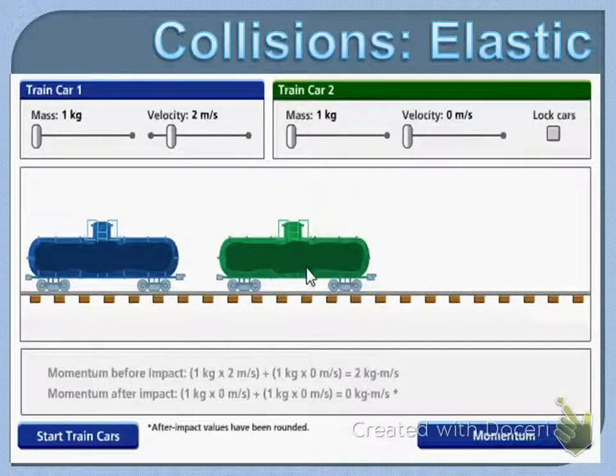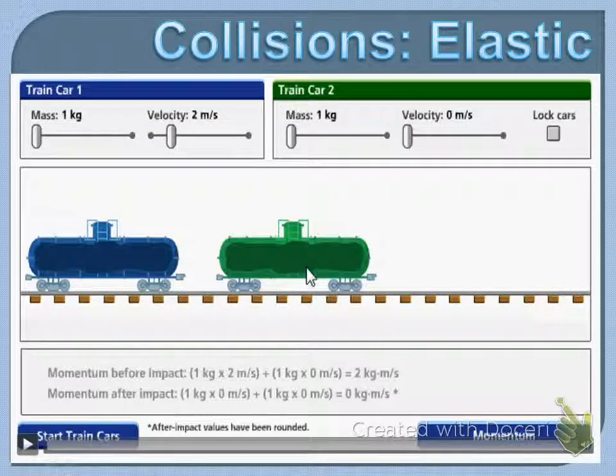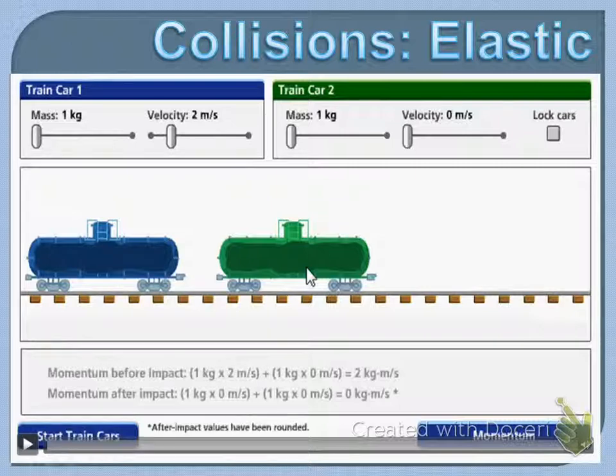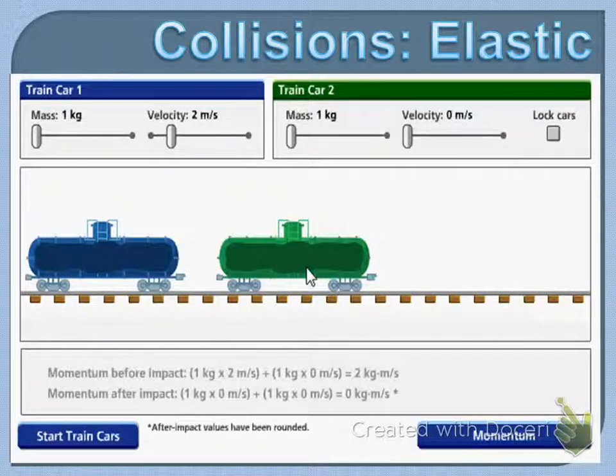Here we have a little animation. It's going to be a bit challenging to start the way I have this set up right now, but we'll play that in just a second. First let's look at what we have. We have train car 1. It has a mass of 1 kilogram and a velocity of 2 meters per second. And we have train car 2 in green, and it has a mass of 1 kilogram, so their masses are equal, and it has no velocity. And notice how the button for lock cars is not clicked, so it's going to have an elastic collision. It's going to bounce off.